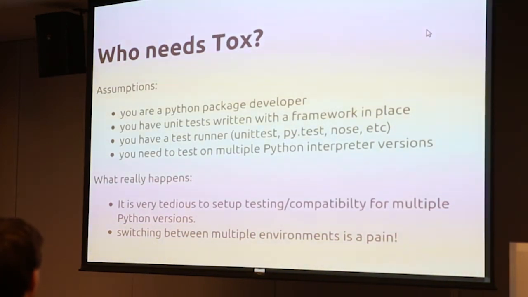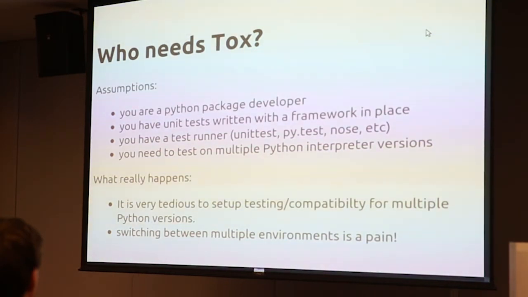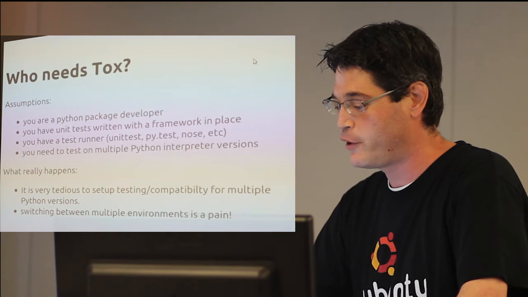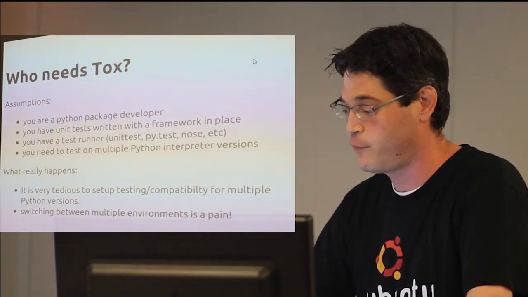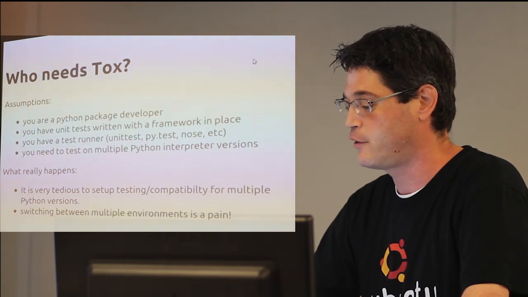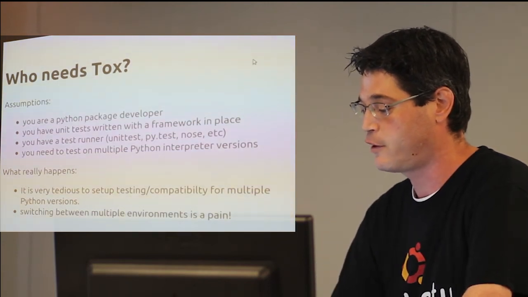So first, some assumptions. If you're going to need Tox, I'm assuming that you're writing a Python package. If you're just writing kind of a grouping of code, you might want to look into getting it in a package format, writing a setup file for it. I'm assuming you already have unit tests written and have chosen a framework for that, so you're using some sort of a test runner, whether it's unittest, standard runner, PyTest, nose, whatever.